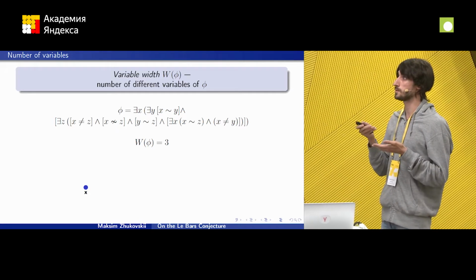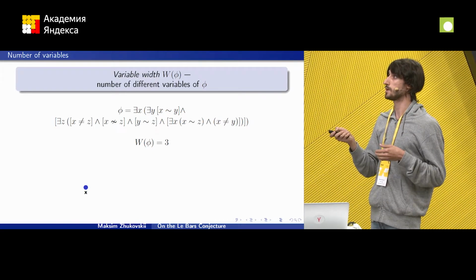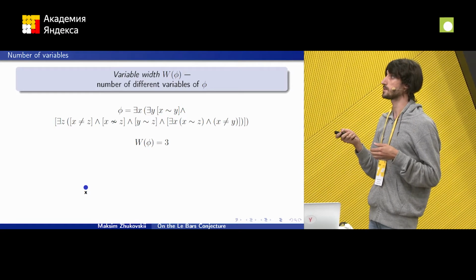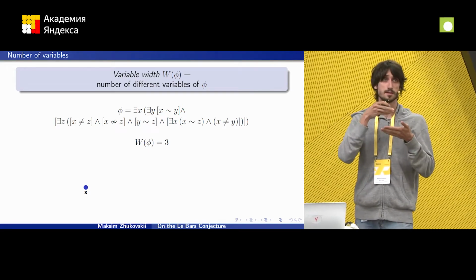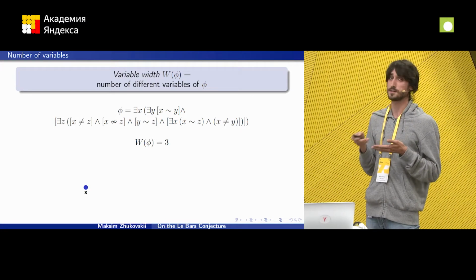But you can also use, in a sequence of nested quantifiers, the same variable, as in this example. So here we have exists x, and here we have also exists x, and the sequence exists, and exists is nested.